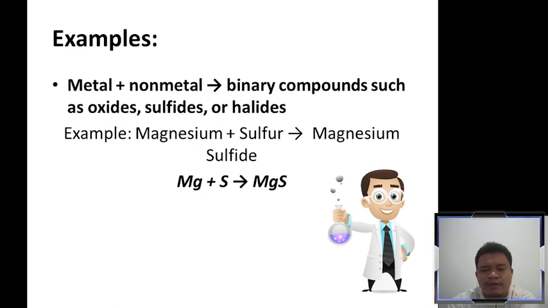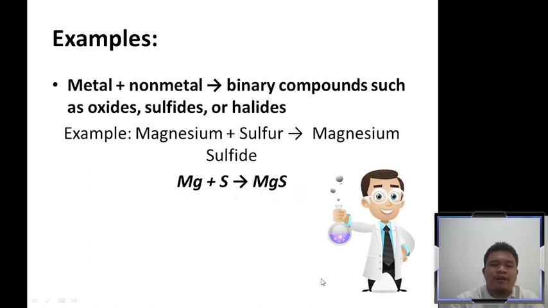For example, when a metal reacts with a non-metal, they always form a binary compound. When you say binary compound, they are composed of two atoms of different elements, like oxides, sulfides, or halides. So let's say, for example, when magnesium reacts with sulfur, it yields magnesium sulfide. In symbols, Mg plus S yields MgS. So this is now your chemical equation for that.